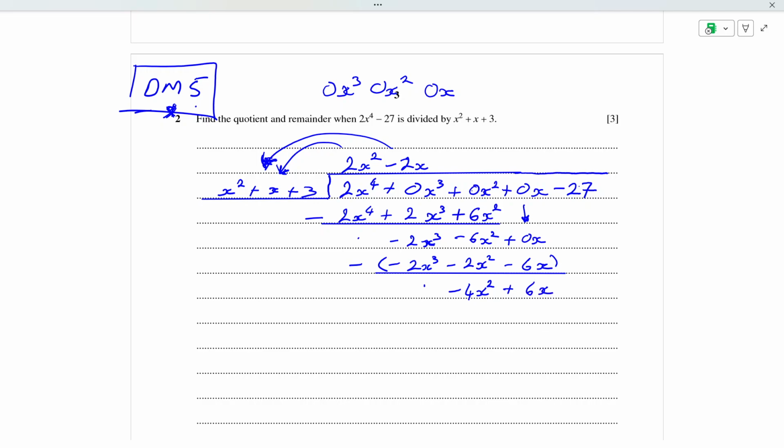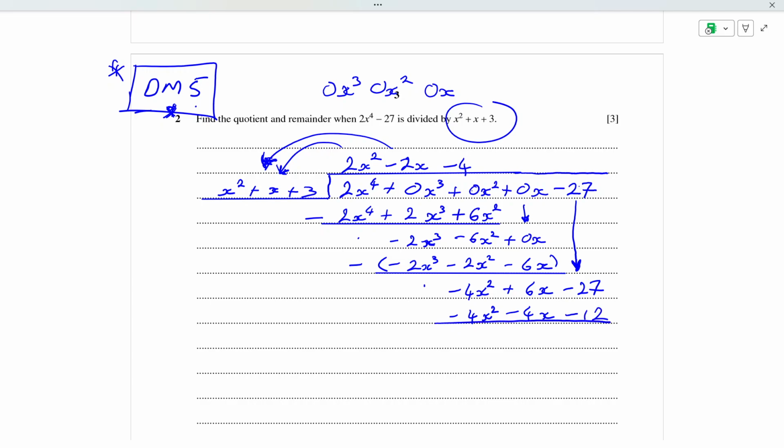Then what you want to do next is drop down the negative 27. And now you have negative 27 here. Then you carry out the DMS procedure once more. You divide again. When you do the division, you get negative 4. Then multiply negative 4 by 2x squared plus x plus 3. When you do the multiplication, you're going to have negative 4x squared minus 4x minus 12.